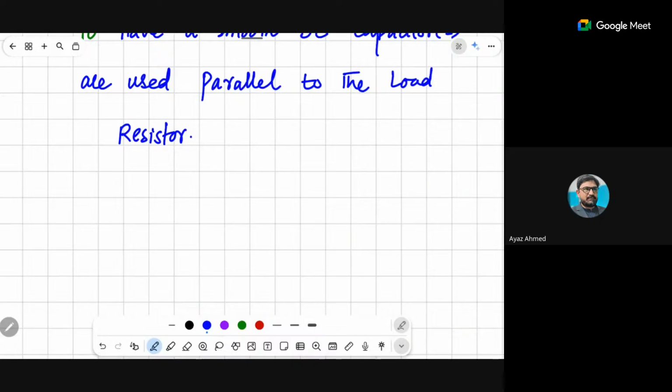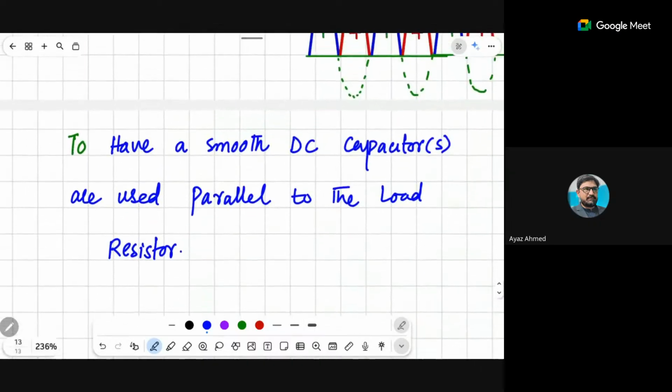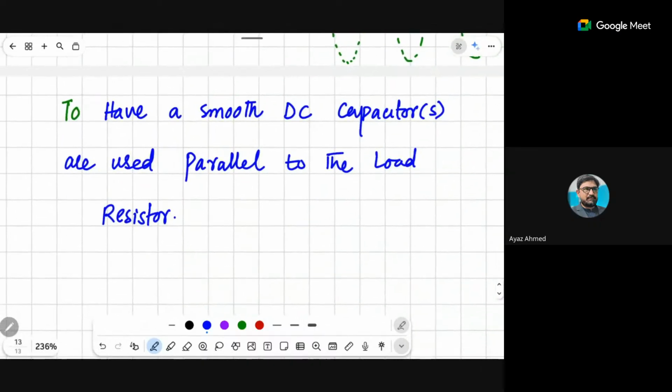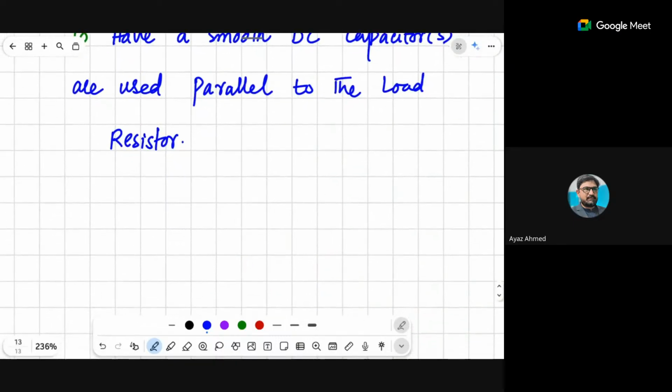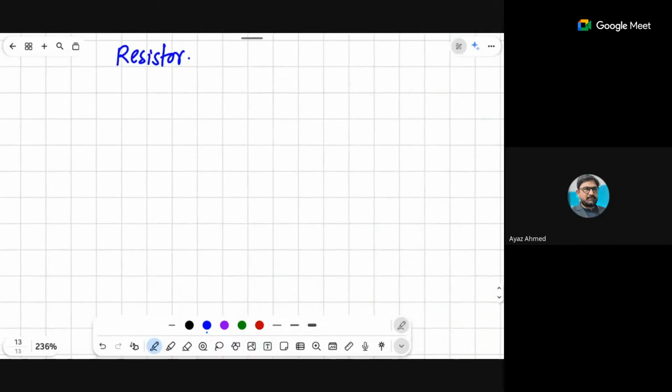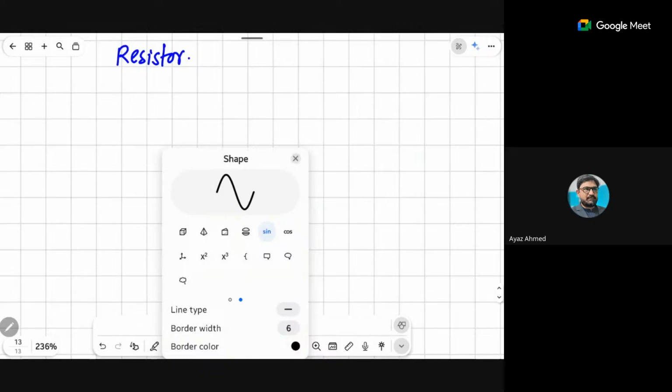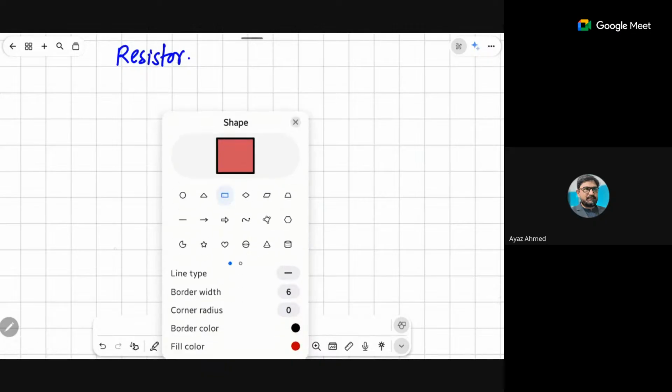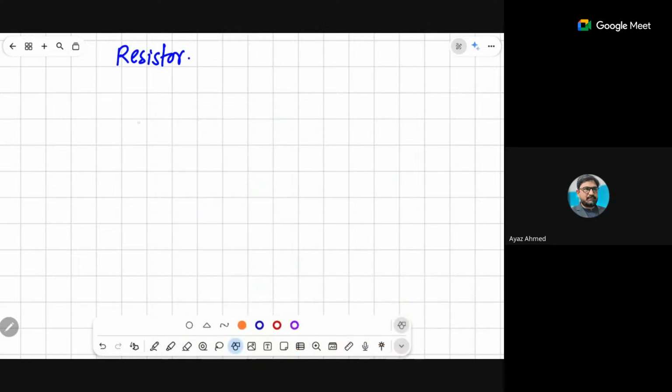When you have a load resistor, then parallel to the load resistor, you can connect these capacitors. Now, what will they do? They will make the output smooth. So first of all, I will draw a load resistor for you, and then I will draw the capacitors. Here I have a load resistor.